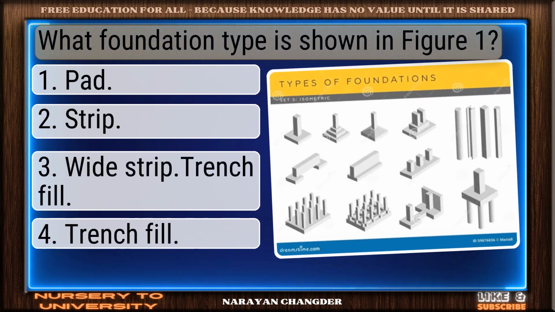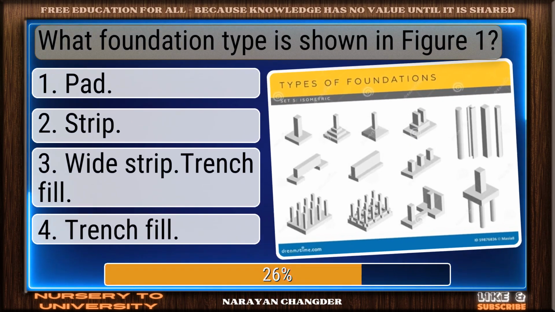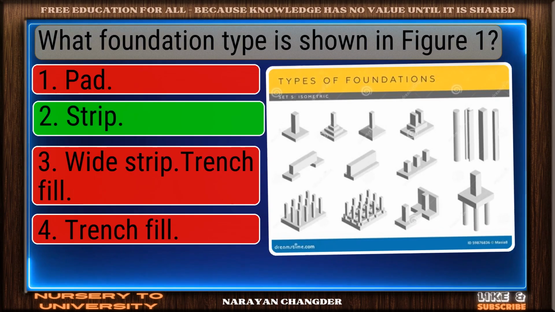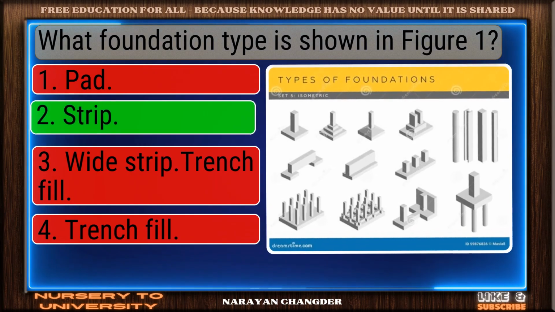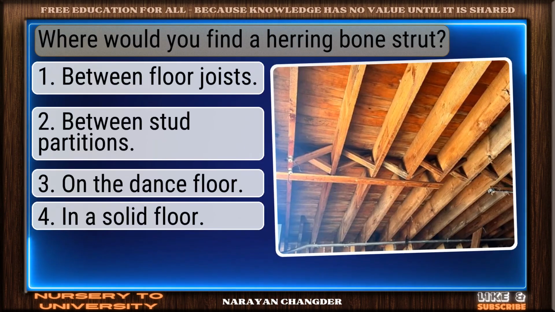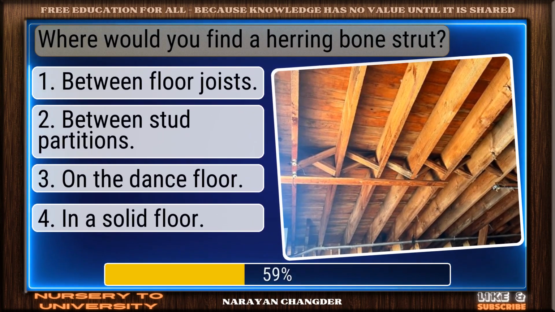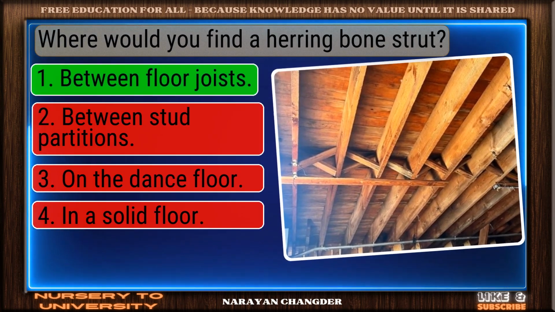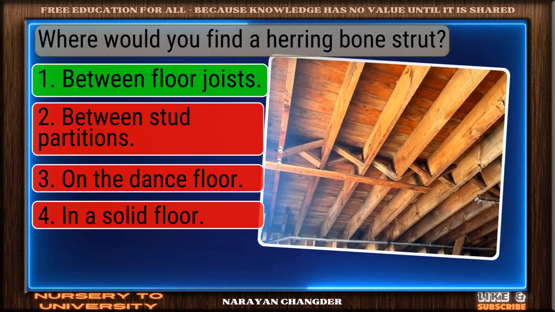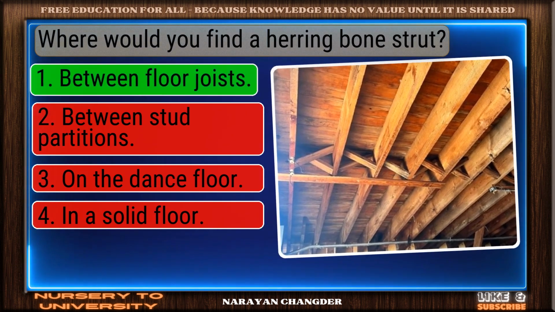What foundation type is shown in figure 1? Nice work. You chose strip and it is correct. Where would you find a herringbone strut? Perfect. Between floor joists is the correct choice.